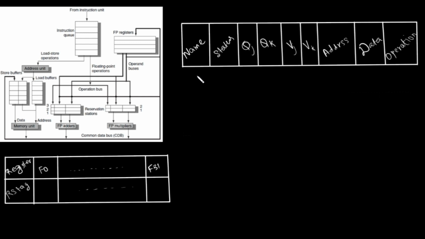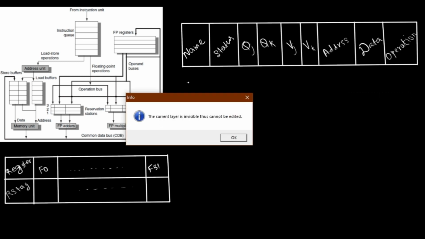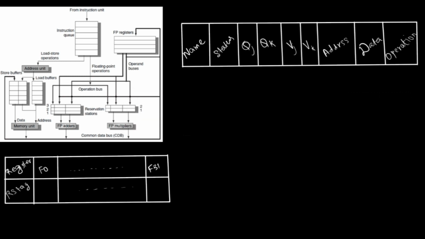The first field is the name of the reservation station. Say for example, this is a reservation station of an adder. We have 3 reservation stations, so it could have add 1, add 2, add 3. It's just a unique name for the reservation station slot. Next is the status, whether it is busy or free. And the next fields are QJ and QK.